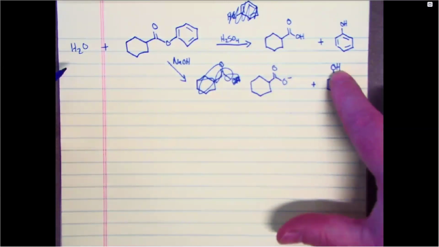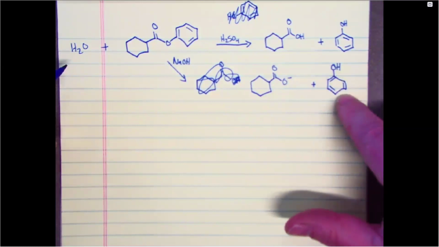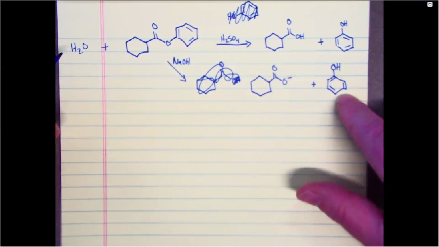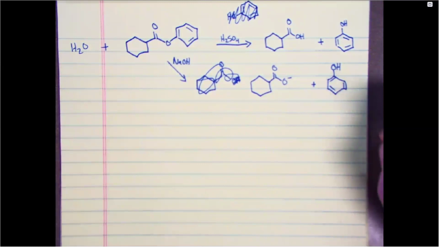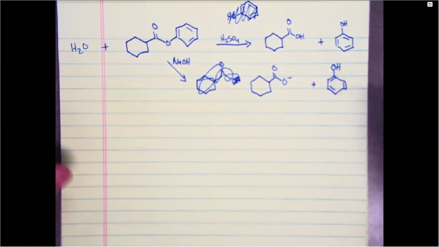So that OH group, an alcohol that's attached to a benzene ring, is about 10,000 times more acidic than an alcohol that's not attached to a benzene ring. We don't have to understand why that is. It's really cool. We don't have to understand why that is for this class.